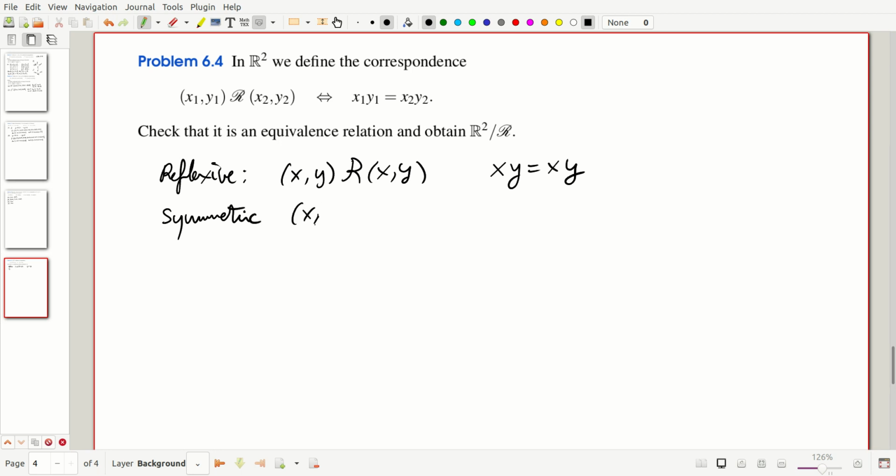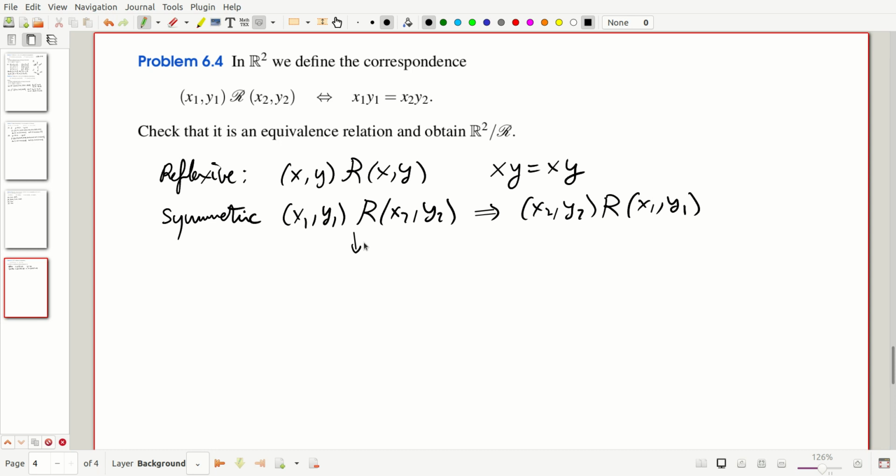Symmetric. Symmetric means that if (x1, y1) related to (x2, y2) is true, then (x2, y2) related to (x1, y1) is also true. Okay, but this is equivalent to x1 y1 equal to x2 y2, and this is equivalent to x2 y2 equal to x1 y1, and obviously this is the same equation. So of course this one means this and this at the same time, so this is symmetric.